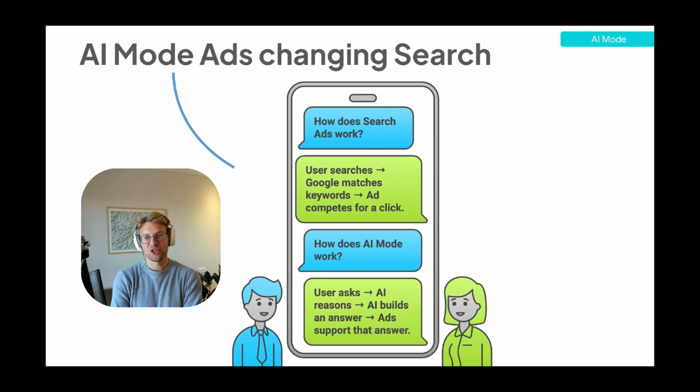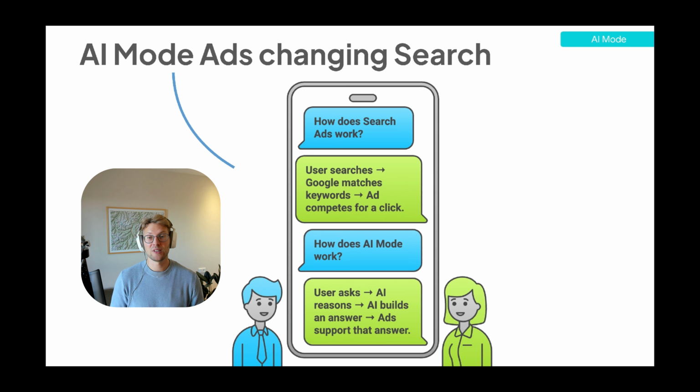AI modes are changing search. Why? Because first we were searching and Google matches a keyword with an ad, and that ad is competing for a click, right? We put in Nike shoes, an ad is showing with a lot of different advertisers bidding on the same ad. The one with the highest ad rank will win, and then they compete for a click. But now with AI mode, a user asks something, AI reasons, AI builds an answer, and then it shows the ad to support that answer. So the whole system really changed.